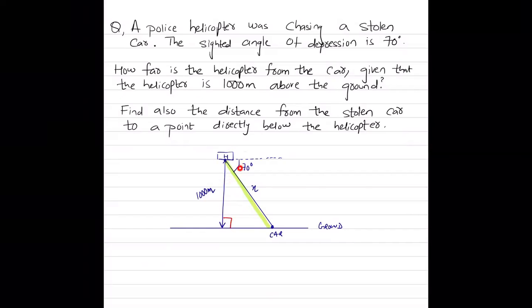See, if this angle is 70, then this angle is going to be 90 minus 70. You can write this angle as 20 degrees. Or you could also take this as 70. If this angle is 70, then this angle is also going to be 70 degrees. It's up to you, whichever angle you take, but this triangle is easily solvable. Now, if I am taking, let's say, 20 degrees, which trigonometric ratio should I be using to find this length X?